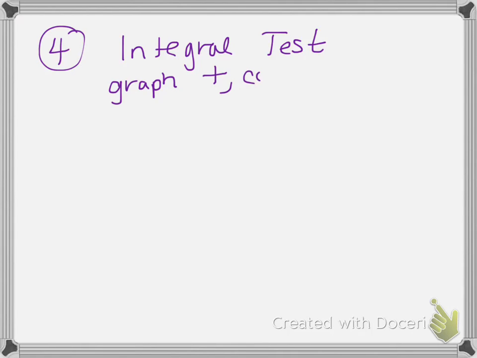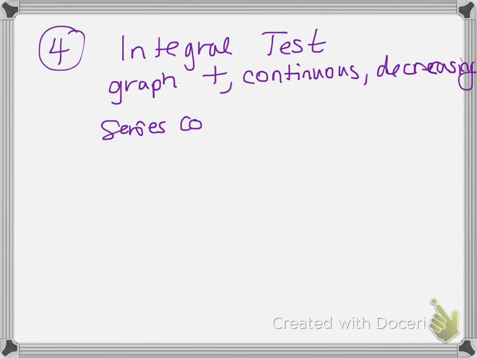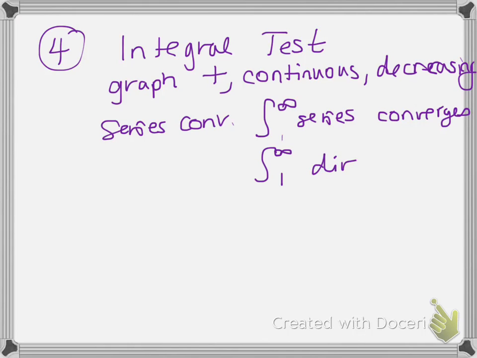Alright, the fourth test. Boy, you're going to love this one. This one's called the integral test. This is why we did improper integrals in the past unit. The integral test says that the graph has to be positive, continuous, and decreasing. So it's just something you should always look at and check to make sure. And what it says is that the series converges if the integral from 1 to infinity of the series converges, and it diverges if the integral from 1 to infinity diverges.